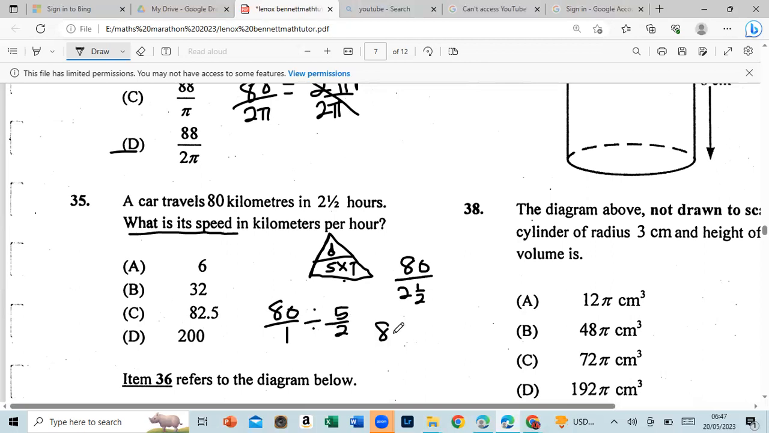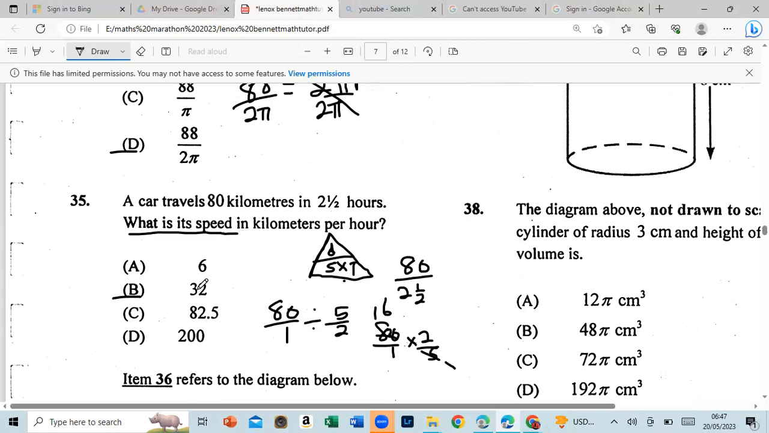And then now you change to multiplication, and instead of dividing, you flip the fraction. Alright, 5 into itself is 1, 5 into this is 1, 3 are going left, right? So you have 16, 2 times 16, which is 32. So it's 32 kilometers per hour.